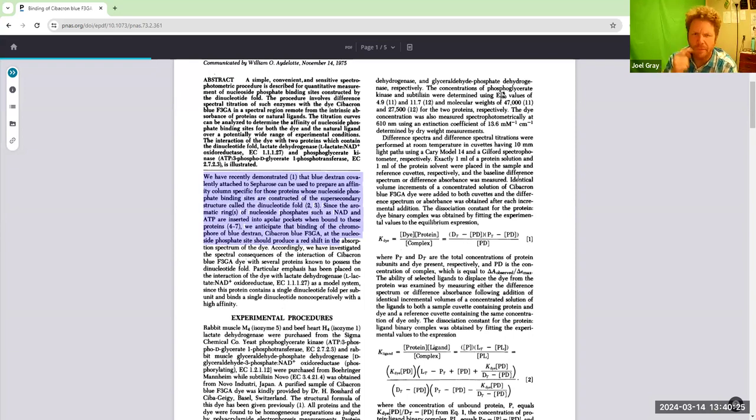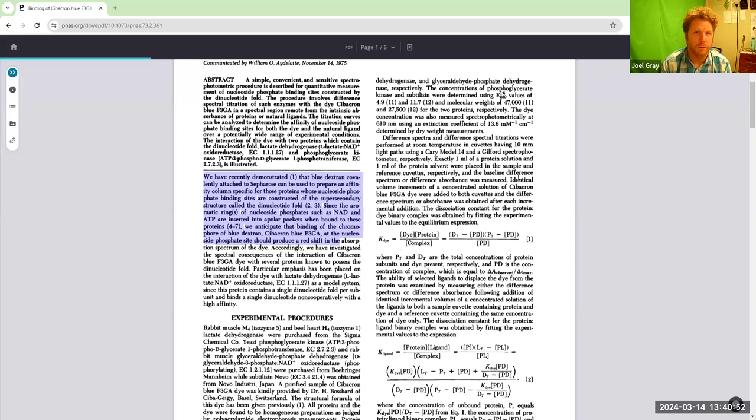Okay, so let's think about this for a moment. We have a molecule, this blue dextran, binding and causing a red shift, basically a color change in the absorption spectrum. Have we seen something that binds a chromophore, a pigmented molecule, and causes a color change?